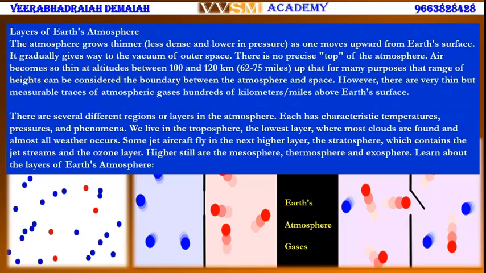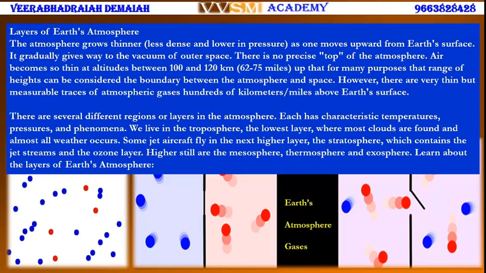Now, the layers of the Earth's atmosphere. The atmosphere grows thinner, less dense, and lower in pressure with increasing distance from the Earth's surface. It gradually gives way to the vacuum of outer space. There is no precise top of the atmosphere. Air becomes so thin at altitudes between 100 and 120 kilometers, that is around 60 to 75 miles, that for many purposes that range of heights can be considered the boundary between the atmosphere and space. However, my dear friends, there are very thin but measurable traces of atmospheric gases hundreds of kilometers above the Earth's surface.